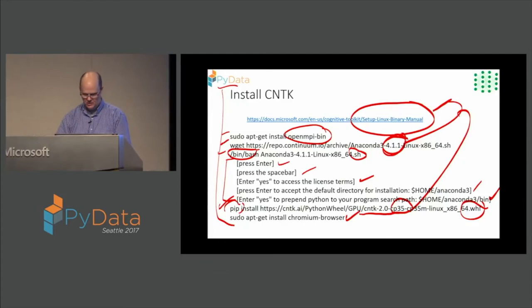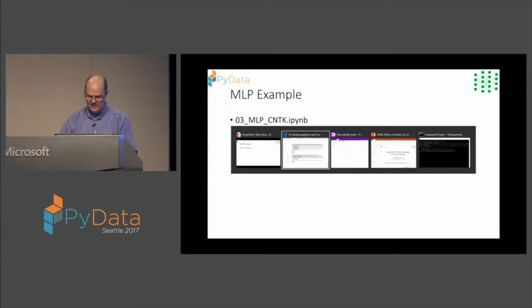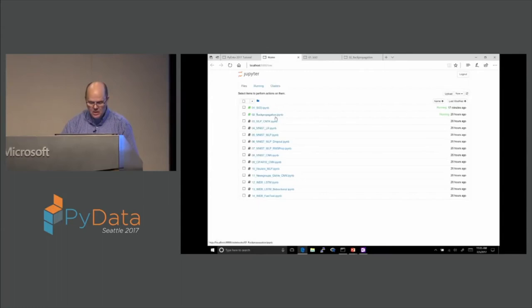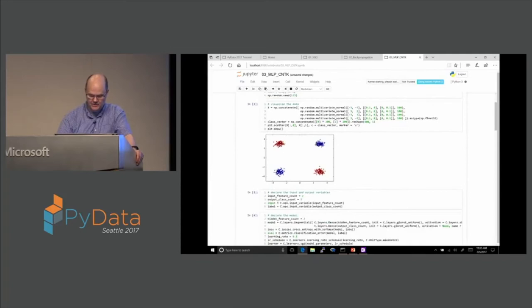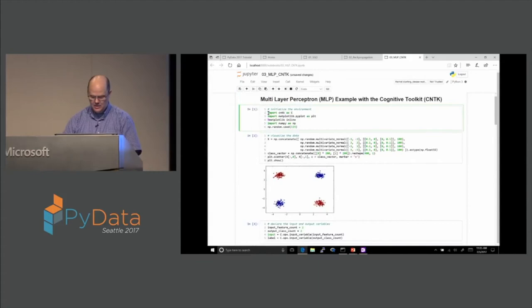All right, so MLP example with CNTK. Now we're going to start rolling through things. Now we're going to start doing high-level stuff. All right, so here is us importing CNTK as C. So it's just a namespace, right? Cognitive Toolkit namespace. Matplotlib because we want to visualize stuff, right? And NumPy and seed so we get some repeatability.